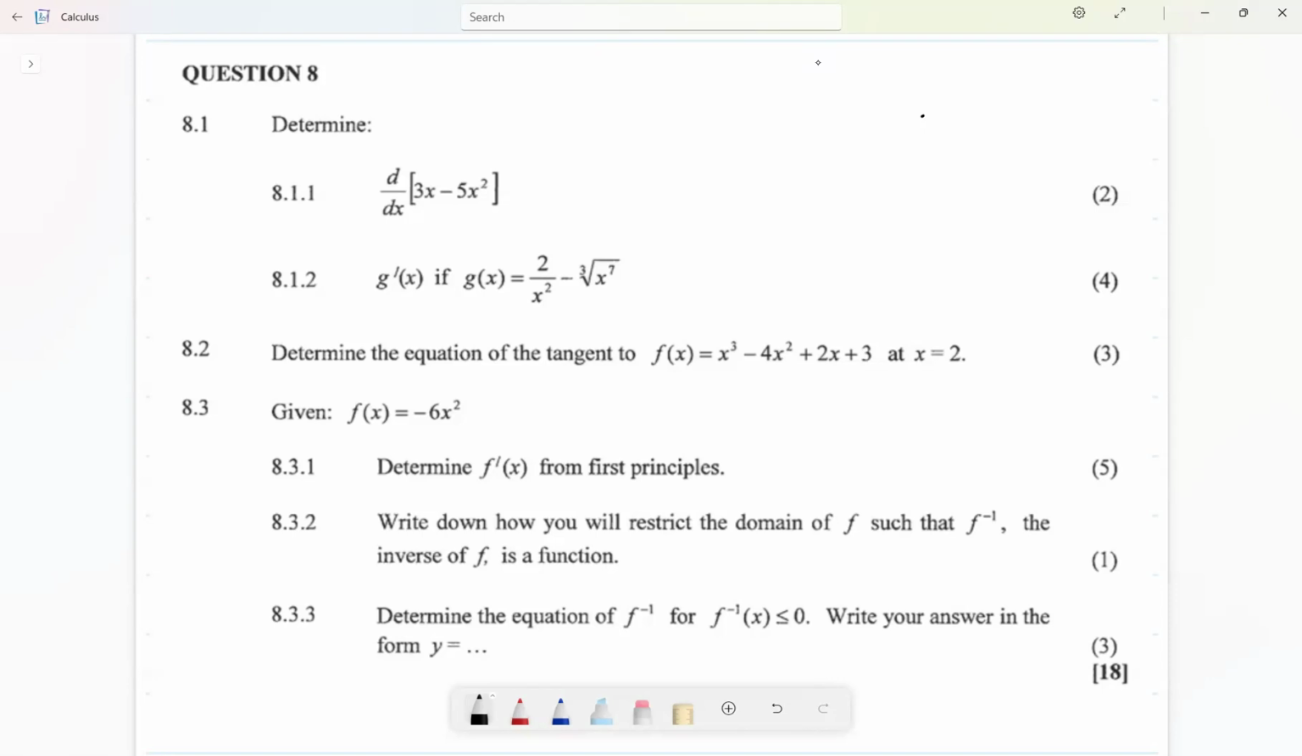In today's video, I want us to look at question 8 for the November 2024 question paper. All right, so we know that question 8 is filled with first principle, as well as the derivative rules, right? Yes, but here I do not see any first principle. How unfortunate of them. Okay, now we have 8.1, which says determine 8.1.1, the derivative of the function with respect to x.